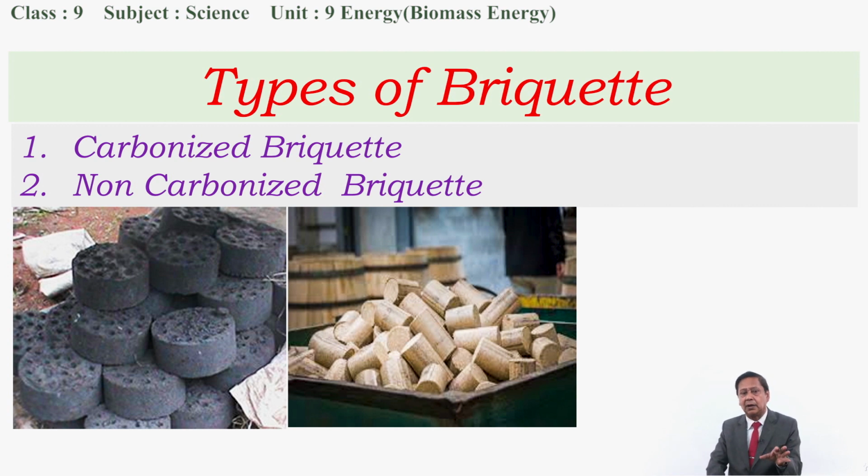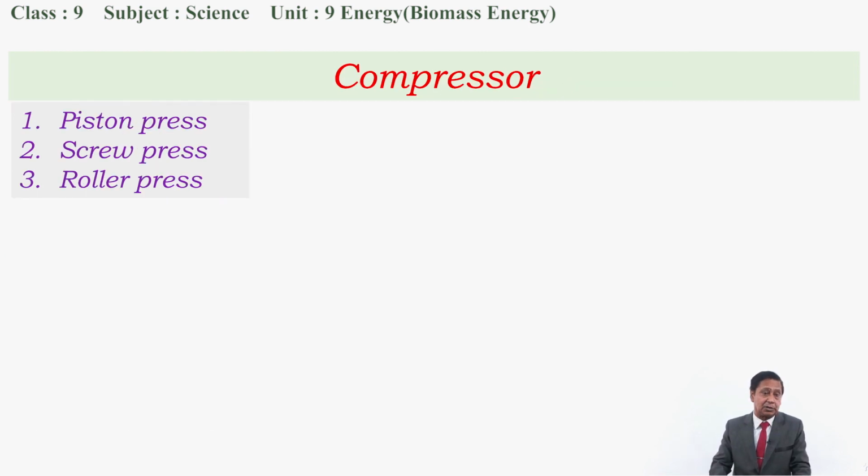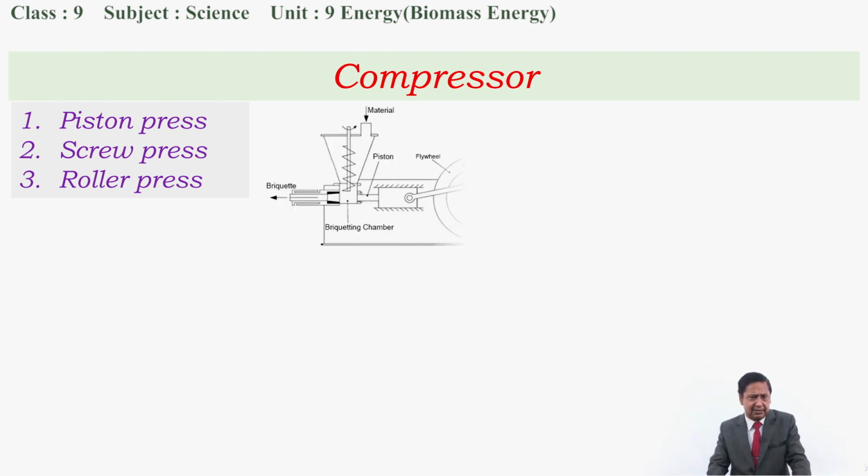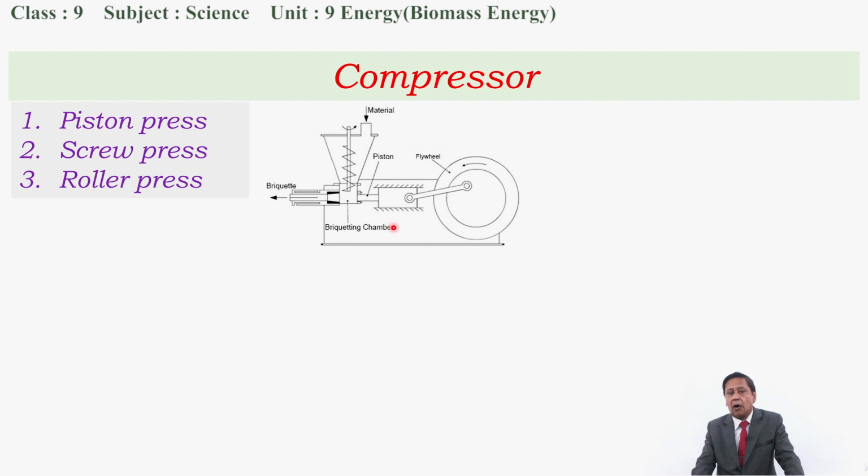And it is a little difficult to make non-carbonized briquette because we have to apply a huge amount of pressure to give it a definite shape, maybe circular, or cubical, or some other shape. But a huge amount of pressure is required in making non-carbonized briquette. So it can be done by using a piston press or screw press or roller press. Look at this, the diagrammatic representation of the piston press, where the biomass is fed from this hopper, and when it comes out, it comes out in the form of briquette, pressed by the piston press.